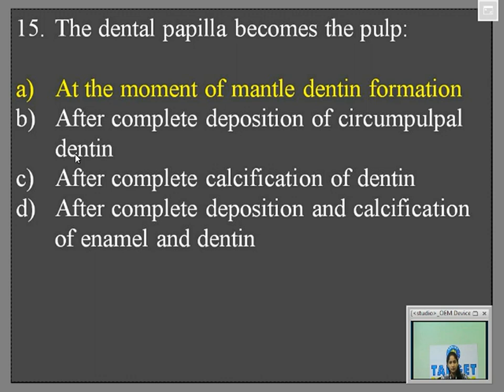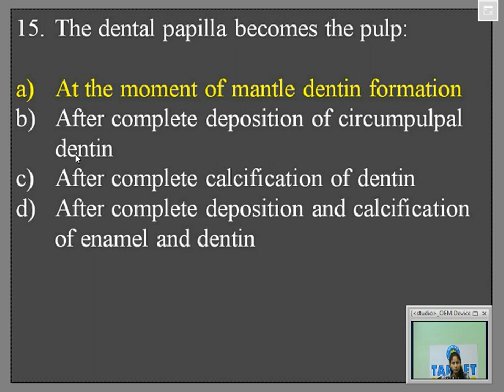So we know that there are three types of dentine: primary dentine, secondary dentine and reparative dentine, or the tertiary dentine. Your primary dentine is again divided into two parts, the mantle dentine and the circumpulpal dentine. The mantle dentine is the first formed dentine, followed by the circumpulpal dentine. Both of these together form your primary dentine, that is the dentine that is formed before the root development.